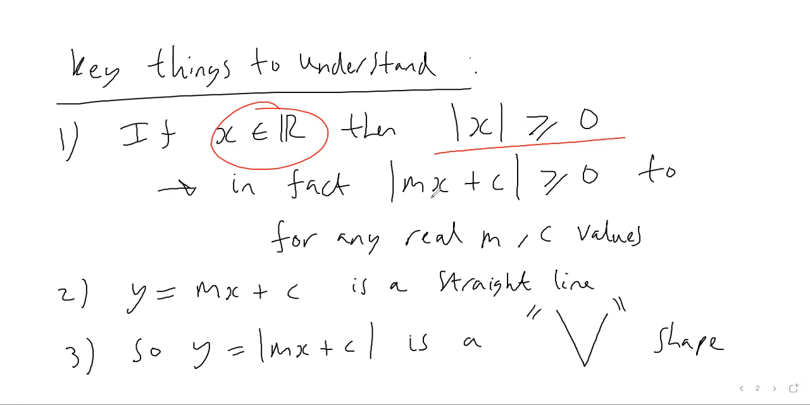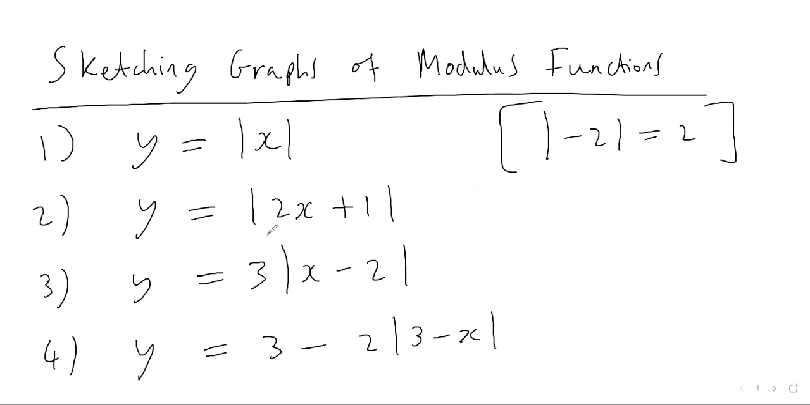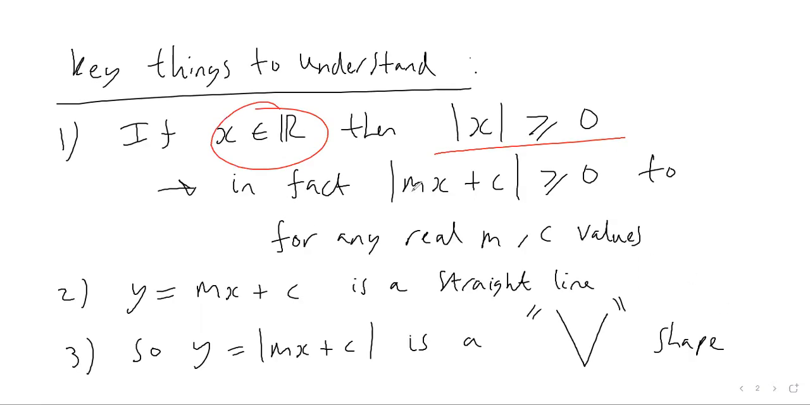And in fact, if you've got a linear expression and you take a modulus of that, that's also greater than or equal to 0, for any real values of m and c. We know from GCSE that y equals mx plus c is just a straight line. So it's the equation denoting a straight line like that, or perhaps like that.